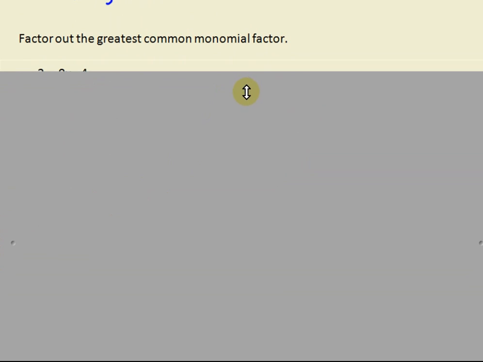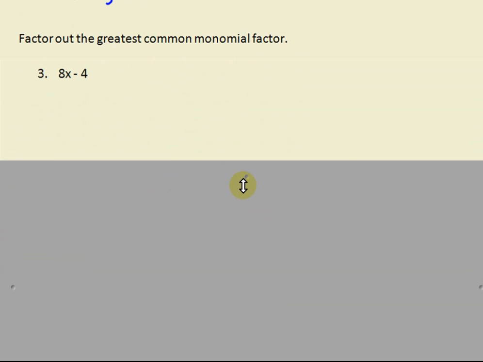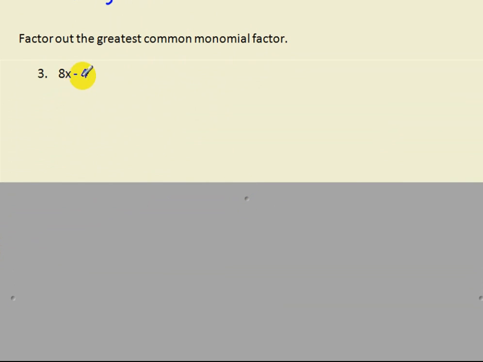Here we're told to factor out the greatest common monomial factor. So here we have a binomial, and we want to factor out as much as we can from those two terms. In other words, what do they share in common? So focus first on the coefficients. You have 8 and 4, so the greatest common factor there is 4. Then look at the variables. There's only a variable in the first term, not in the second, so we can't factor that out.